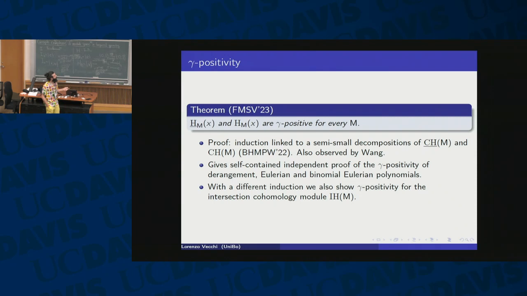And it turns out that, exploiting a different induction by Braden and Vysogorets, we are also able to show that that polynomial is gamma positive. So again, we can support the real-rootedness conjecture, even in the case of the Z-polynomial.